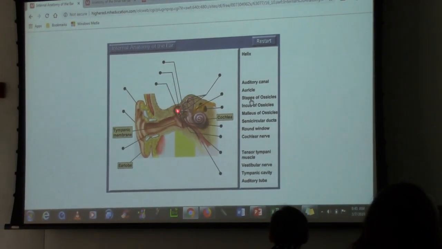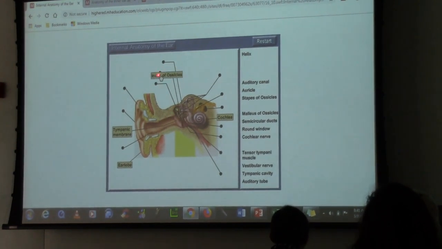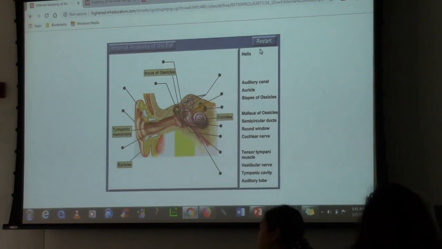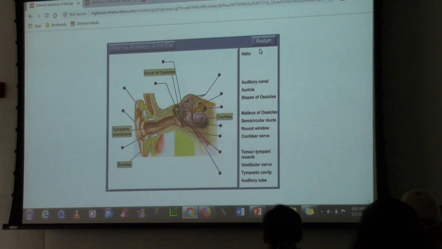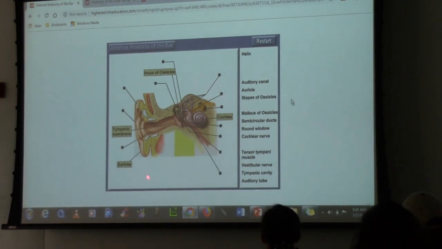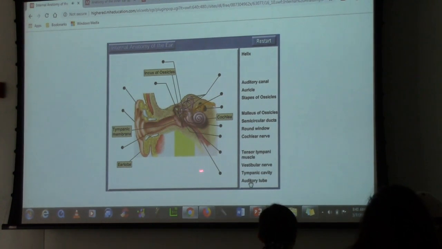Then try the incus. I think it's that one. Okay, good. So, it's not easy, and your visual acuity makes it difficult. I'm guessing auditory too is represented. Auditory too? Yeah, we didn't talk about that, so don't pick that one.